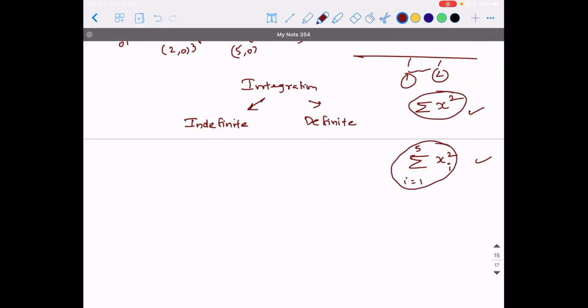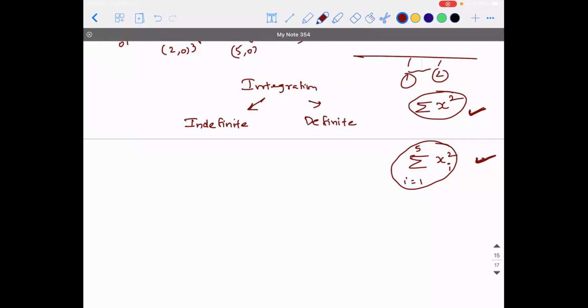The second one has the limits. In the first case, you don't know the limits, right? You don't know where you're supposed to add that x square, starting with which number and ending with which number. Whereas in the second case, you're crystal clear about the limits. If I have to give a name, this name doesn't exist, guys, just to create a similarity, I'm giving it: if I call this indefinite summation, then this is called definite summation.